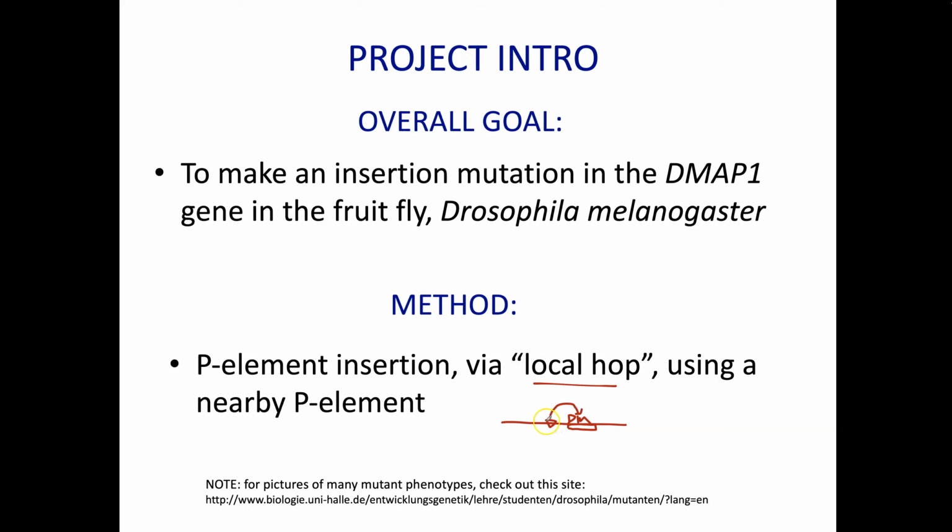And it's called a local hop because the P element moves a very short distance to a nearby gene. So it ends up close to where it started. P elements move all over the place.